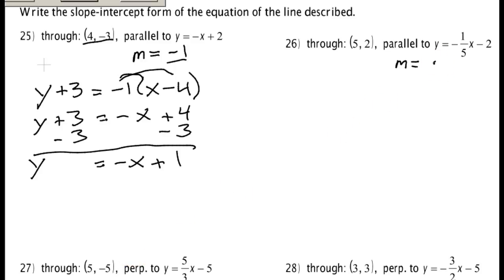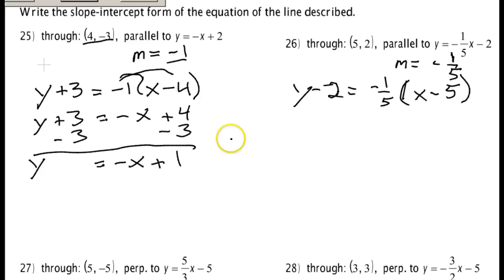Same thing here. We have a negative 1/5 slope. Parallel would be negative 1/5. Plug it in and solve. Y minus 2 equals what? There you go, just like that. And solve, like you can solve.